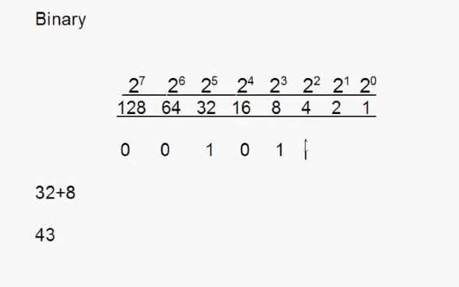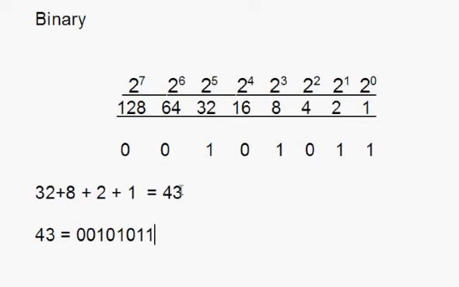I'm not going to need a 4, but I will need a 2 and a 1. So that'll be 32 plus 8 plus 2 plus 1 equals 43. So 43 in binary equals 00101011. Okay? You don't need to write down the first two zeros if you don't want to. You could just write it like that. Okay, so that's 43 in binary.